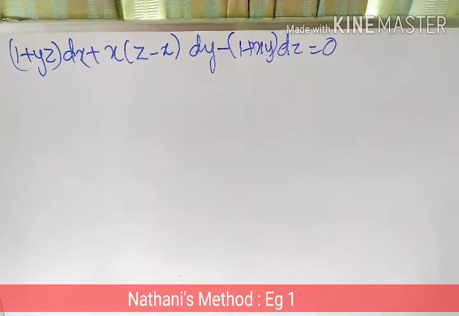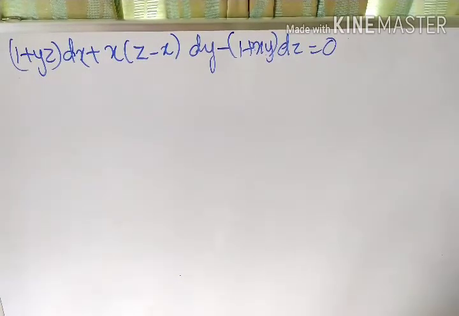Now it's specifically asked us to solve by Nathani's method, so let's see how Nathani's method goes. In Nathani's method, the first step is to decide which variable you are going to treat as a constant. You have 3 variables and you can choose as you wish, but always keep in mind that whichever variable you treat as constant, the remaining Pfaffian differential equation should be easily integrable.